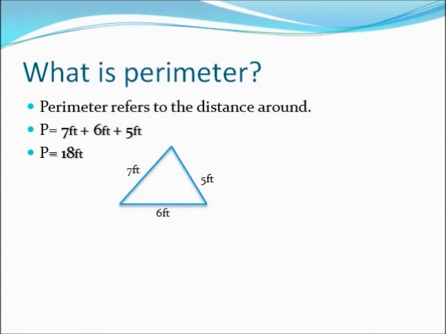Was your answer correct? 7 plus 5 is 12. 12 plus 6 is 18. So the perimeter of this triangle is 18 feet.